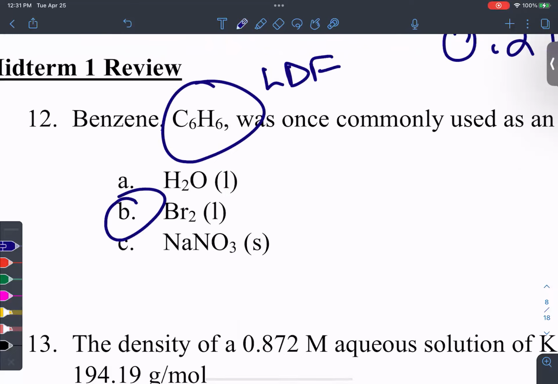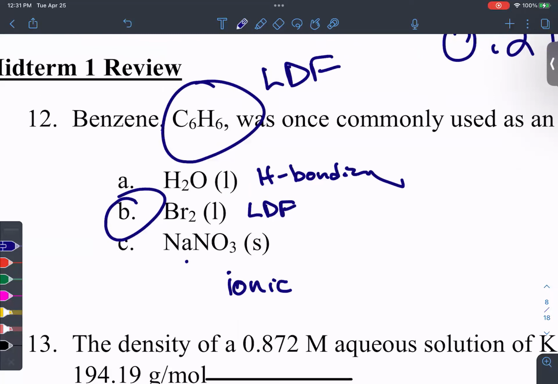Bromine. Yes. What about sodium nitrate? No. What IMFs are present in sodium nitrate solid? Ionic. Yeah, so ionic. So there's a mismatch there. Bromine, its highest is LDF, and water is hydrogen bonded. Great. Yes.